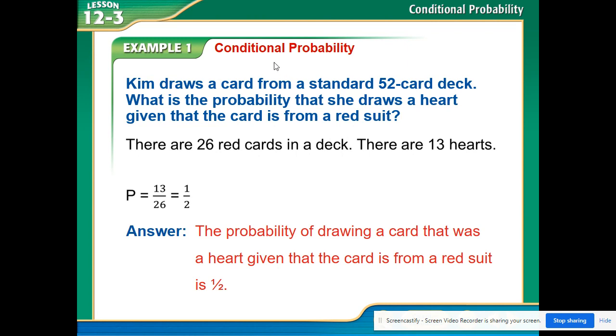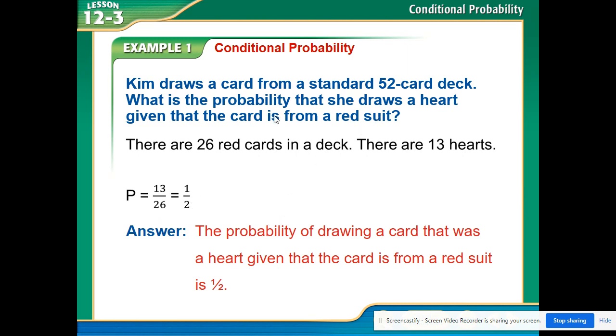Now, the problem with the conditional probability is this bottom line, given that the card is from a red suit. So we are really not going to have that 52 card deck part in here. We're really only going to take just the red suits. And how many red cards are there? Well, there's 26 of them in the deck. So that actually is going to be what my denominator is. What's the probability that she draws a heart? Well, how many hearts are there? There's 13. So it's just 13 out of 26, or just 1/2.